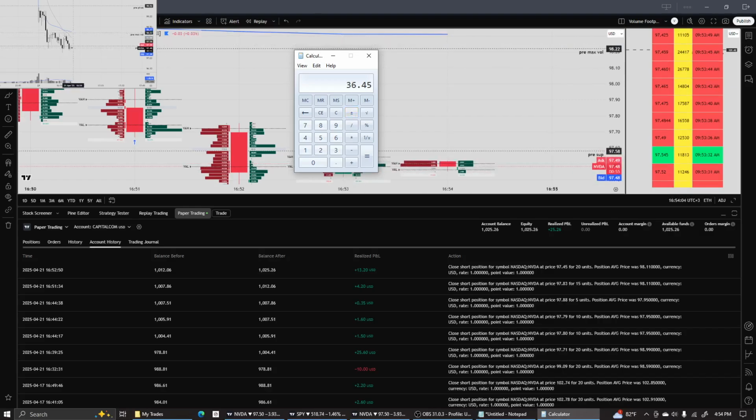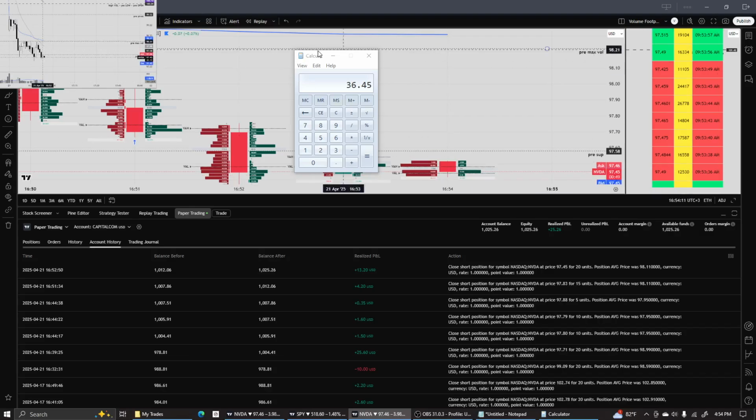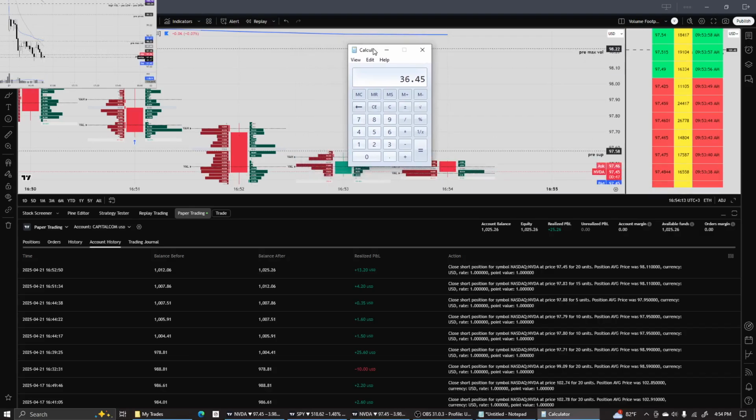This also reminds me that I need to be more careful or better with my if-then. You know, what happens if it resists the VWAP? I need to come up with better if-then statements. Because I think that makes me feel scared a little bit since I don't know the if-thens. So today's earning was 36.45, still demo, still paper trading.